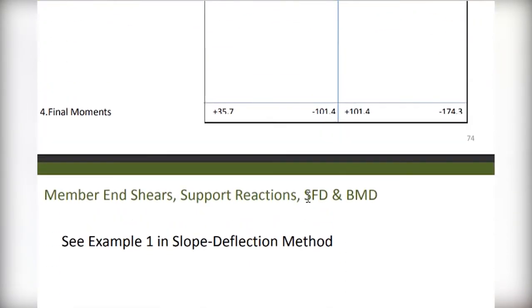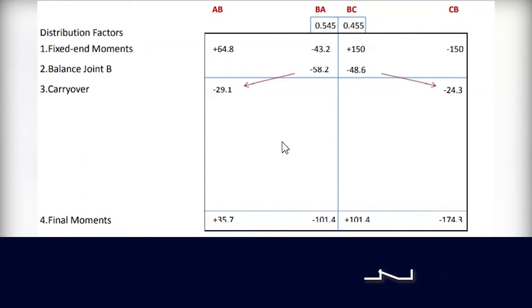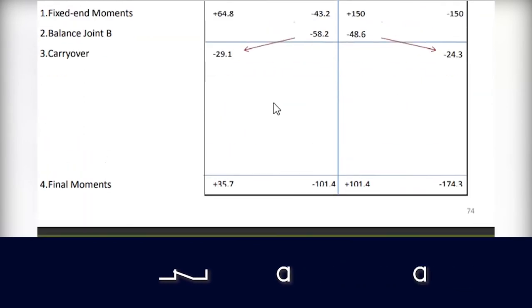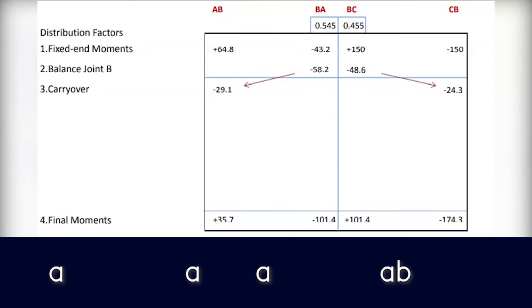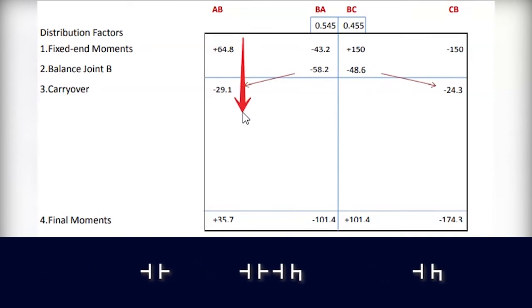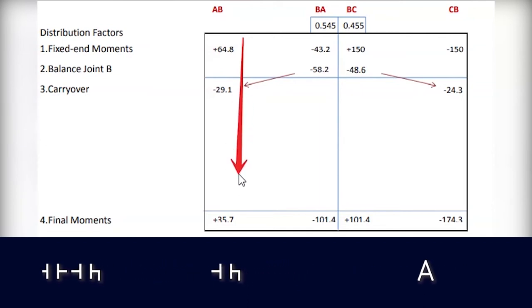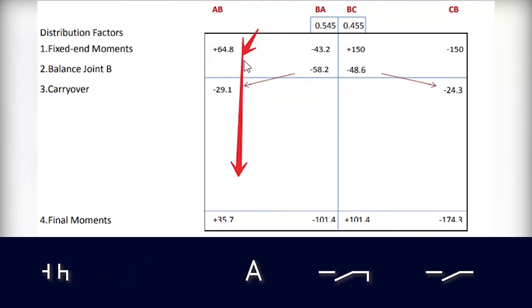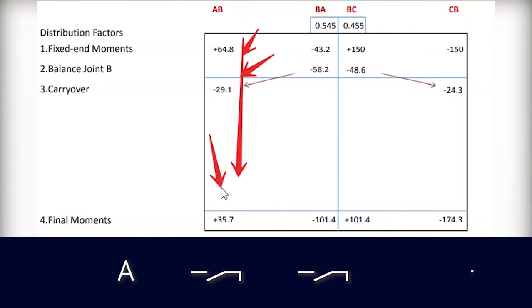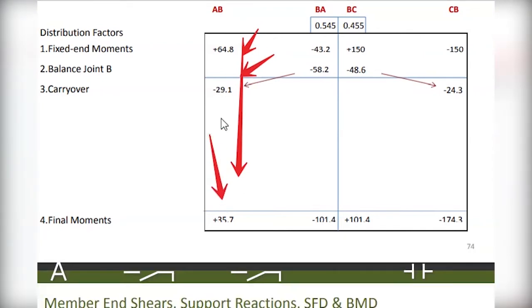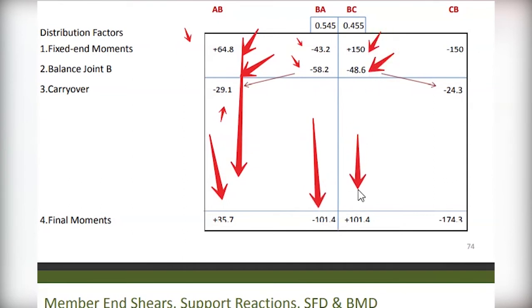After having the carryover moment, if you want to end there, you can sum now. Otherwise, you can repeat the procedure until the value becomes negligible. So this one added to this one, you get the final moment, because this is negative and this is positive. The same applies: this one added to this one, you have the final moment negative, and this one added to this one, you have the final moment, this one.